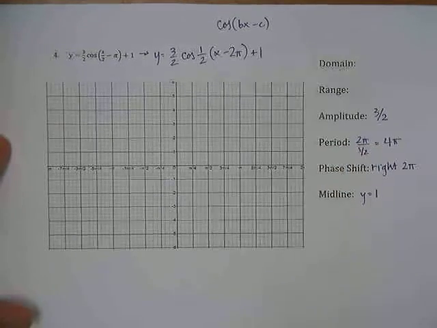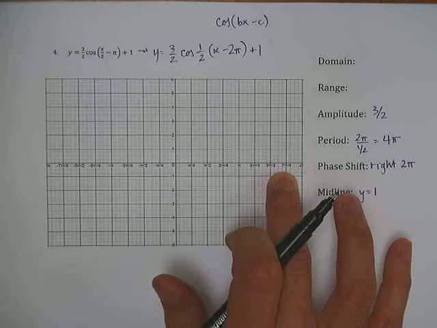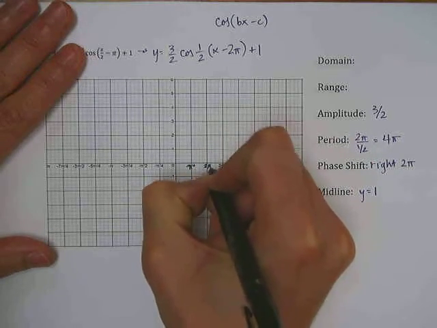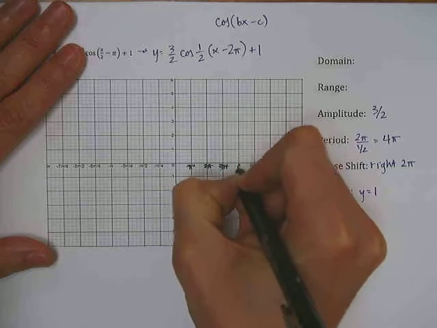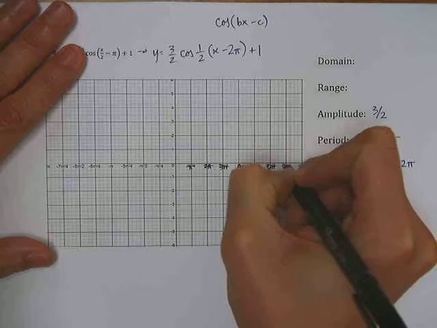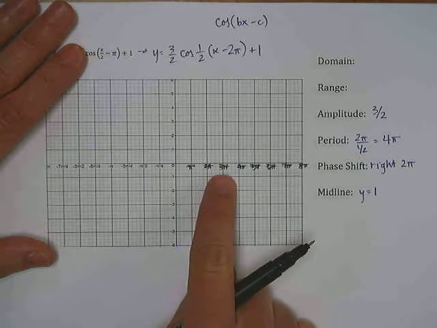Now the problem with the way my graph is scaled is that my period is the entire graph, and I'm starting to the right by 2 pi, which means I'm starting way over here and then continuing on. It's not really going to fit. So what I'm going to do is change the scaling on my graph here so that everything fits better. I'm just going to make all of these go by pi.